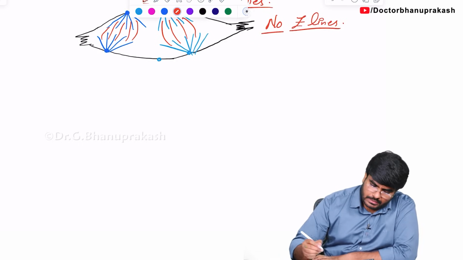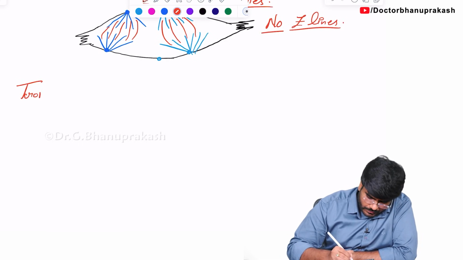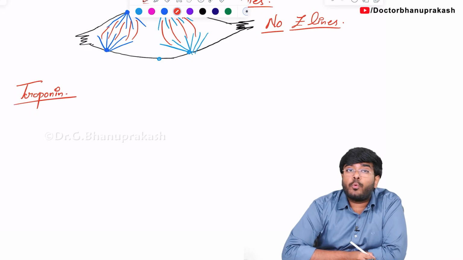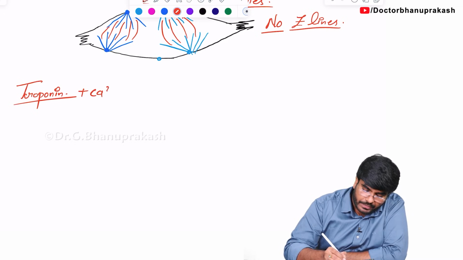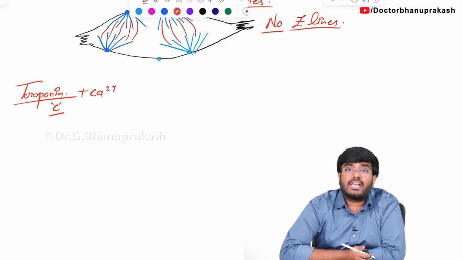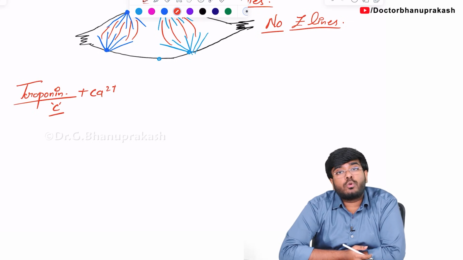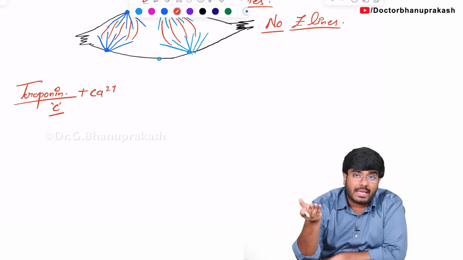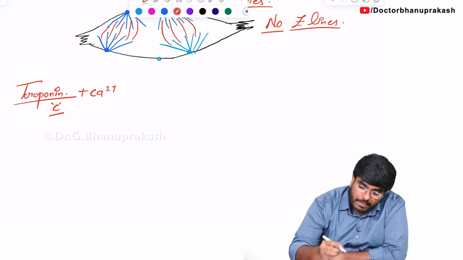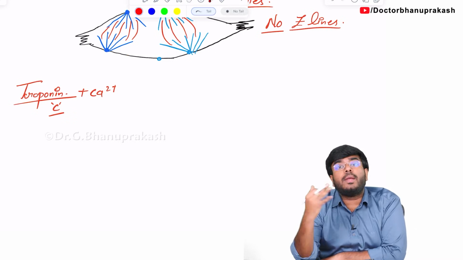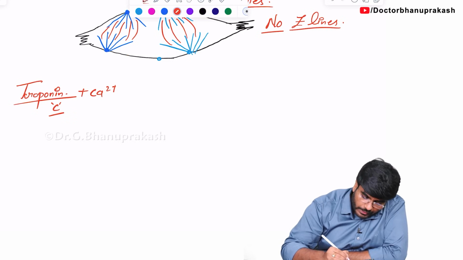Next, what about the troponin? In skeletal muscle we know troponin is a protein which binds with calcium, especially the troponin C component. Whenever troponin binds with calcium, that causes the removal of the tropomyosin from the blocking positions, and active sites are exposed. But in a smooth muscle there is no concept of troponin at all. There is no troponin protein.